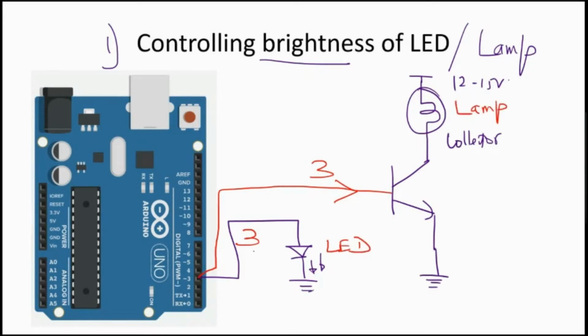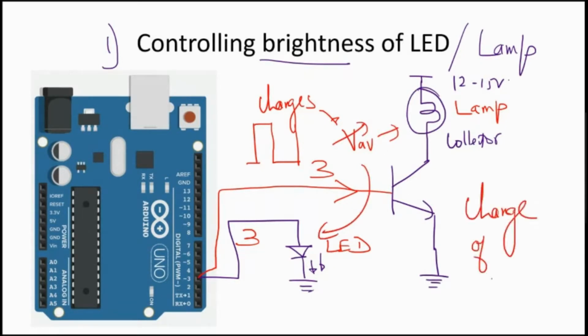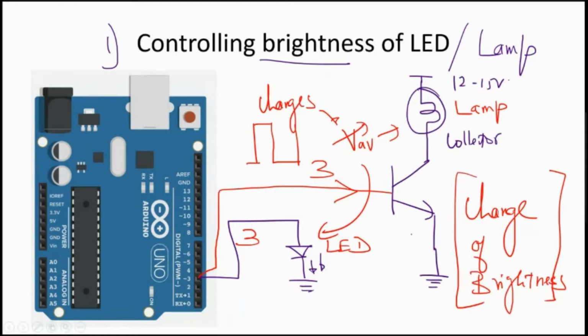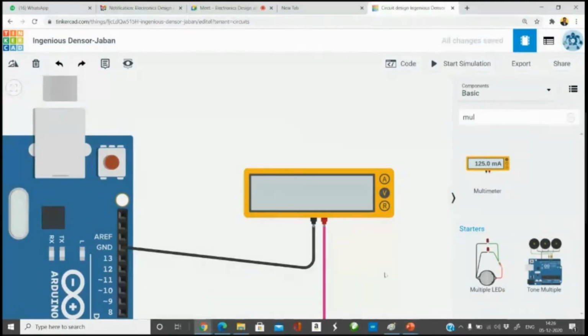The effect is that if the duty cycle of this pulse changes, if this on period and off period change, then the average value, V average, would change. Therefore, this results in a change of brightness. So that is the first thing. Let us check that one.